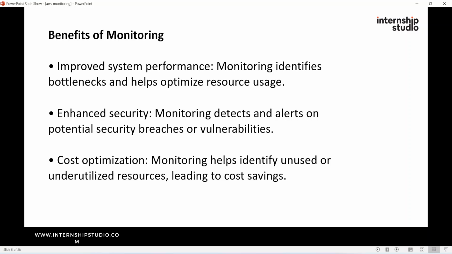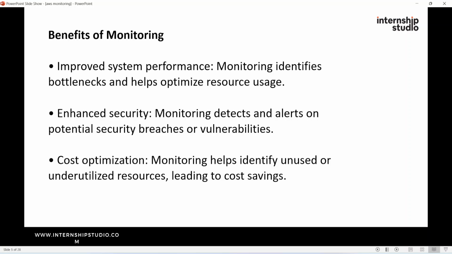Next is the benefits of monitoring. So why we need to monitor the systems? The first one is the improved system performance. So monitoring identifies bottlenecks and helps optimize the resource usage. As we discussed earlier, so the servers that are serving the application, we can fine tune them actually. For example, if the RAM of an application or the server is filling up, you can automatically find that and go ahead and rescale the RAM capacity to higher levels so that it will optimize the serving of the application as well.